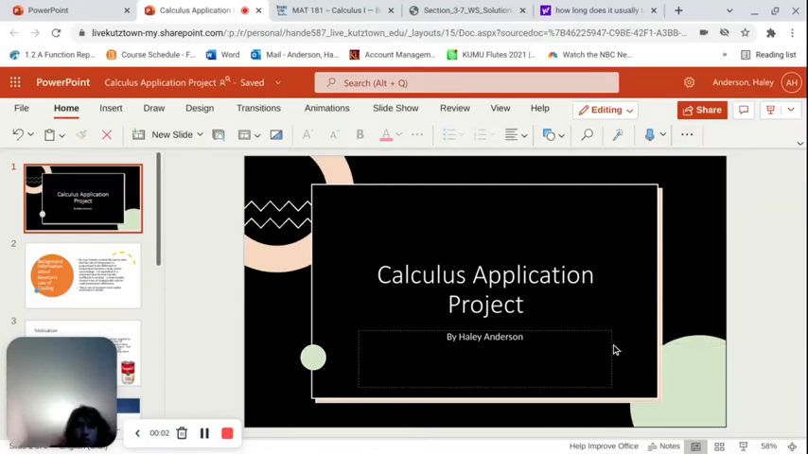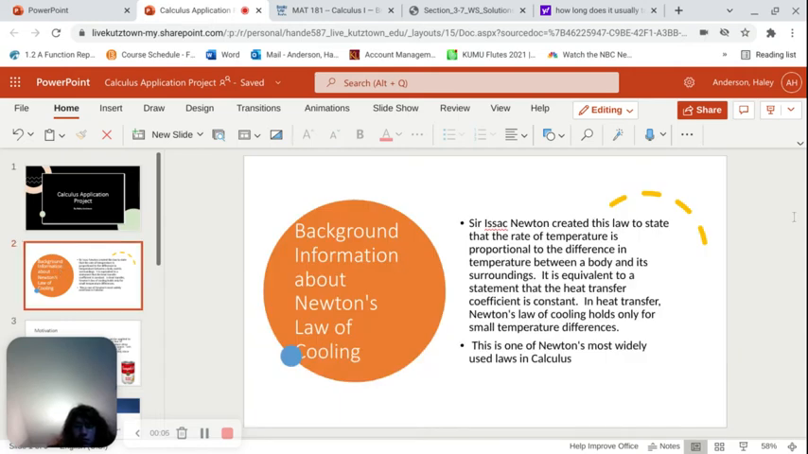So for this project, I did Newton's law of cooling. Sir Isaac Newton created this law to state that the rate of temperature change is proportional to the difference in temperature between a body and its surroundings. It is also equivalent to a statement that the heat transfer coefficient is constant.